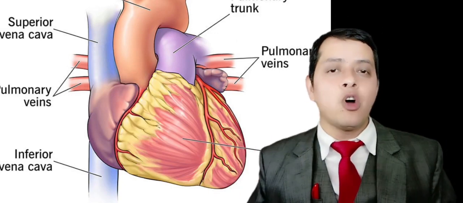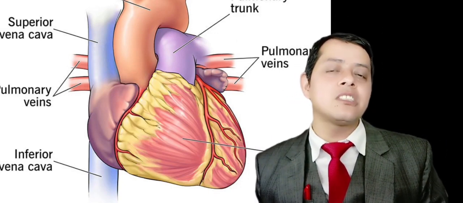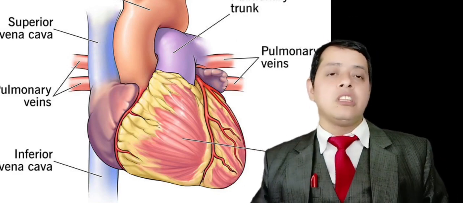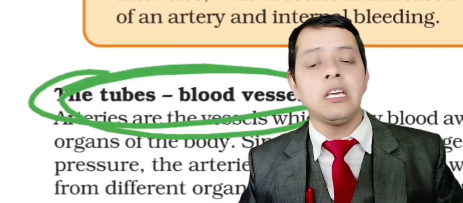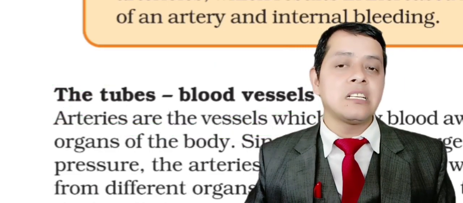Now let's understand about transportation in plants. Transportation in plants, what does it mean? There is no heart, no lymph, no nothing. So it is very difficult. Let's understand lymph before that.